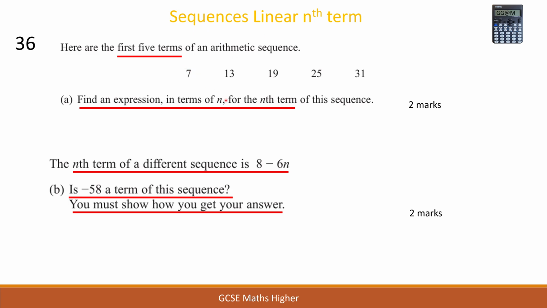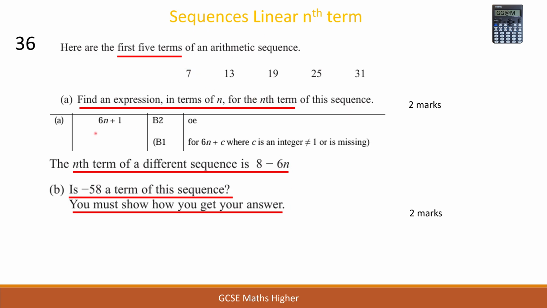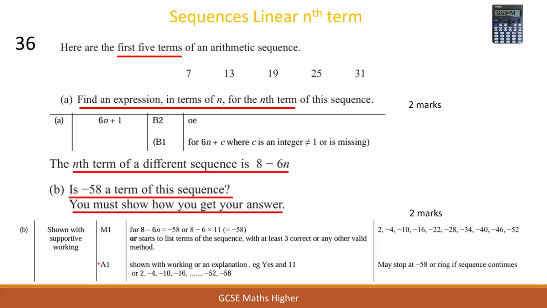So you can see the keywords have been highlighted here. The answer to this first question was 6n plus 1. And this time you had to go the opposite way, going from the nth term to show whether negative 58 was in the sequence. Here's your answer for 2 marks here. It says shown with supportive working, so you must use words to explain what is going on to get the full 2 marks for this in the exam.